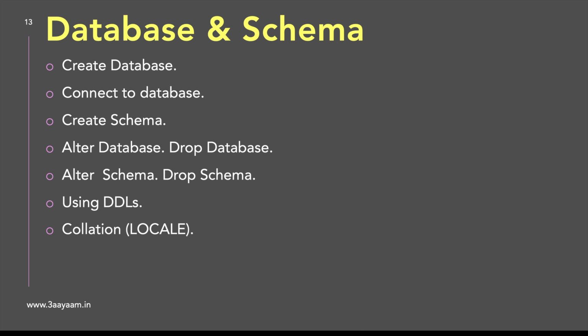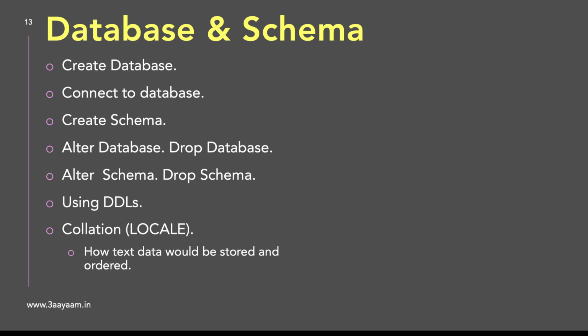Now there's something called collation. So what is collation? Collation is a specification of how the text data would be interpreted by the database, and based on that how the data would be sorted and ordered and stored.